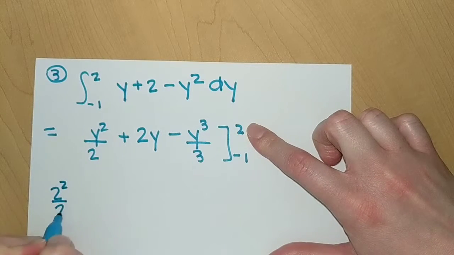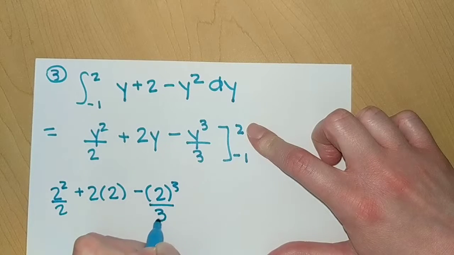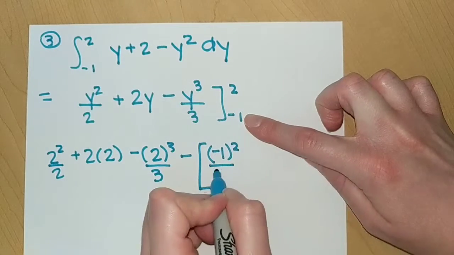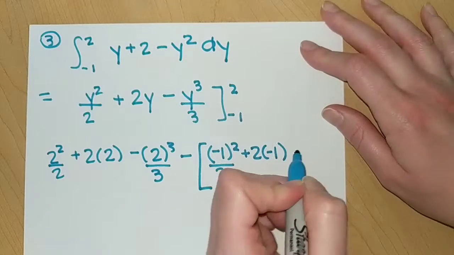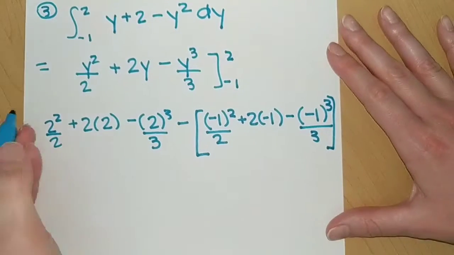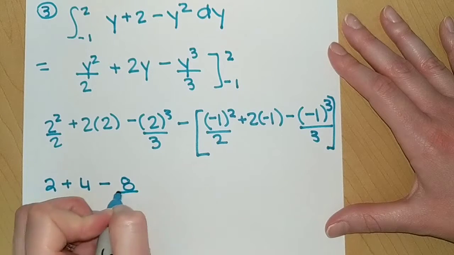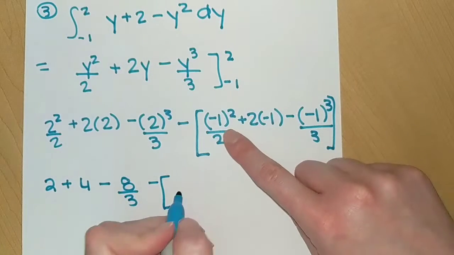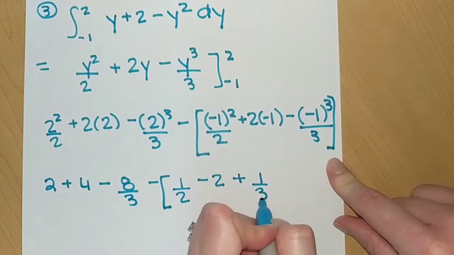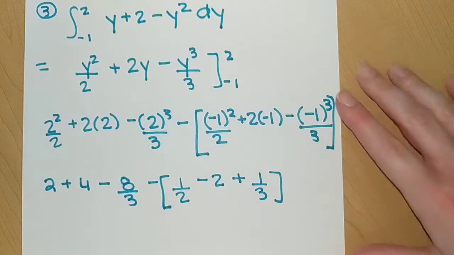First, plugging in the upper bound: 2 squared over 2 plus 2 times 2 minus 2 to the third over 3, minus, and then plug in your lower bound: -1 squared over 2 plus 2 times -1 minus -1 to the third over 3. So your 2 squared, so 4 divided by 2 just gives you 2, plus 4 minus 8/3, minus, and then here you have 1/2 minus 2, and then a plus 1/3. And that, of course, is because the -1 cubed would actually give you a negative and then times another negative.